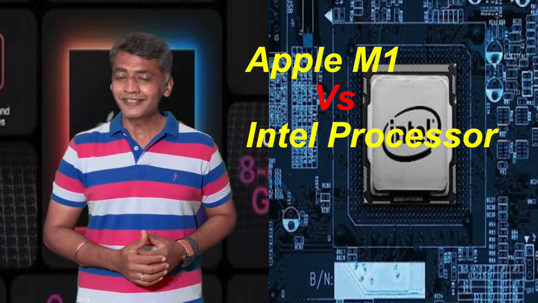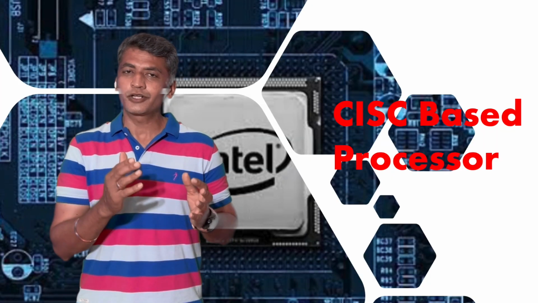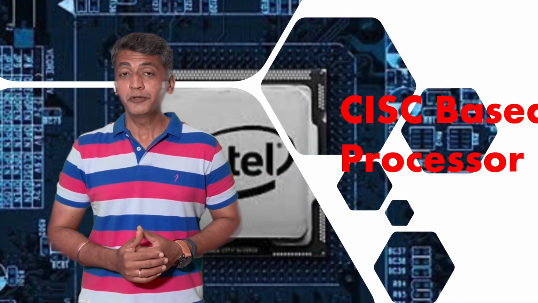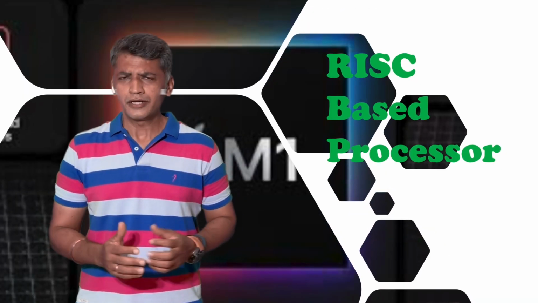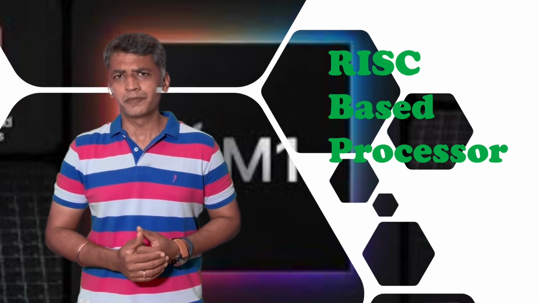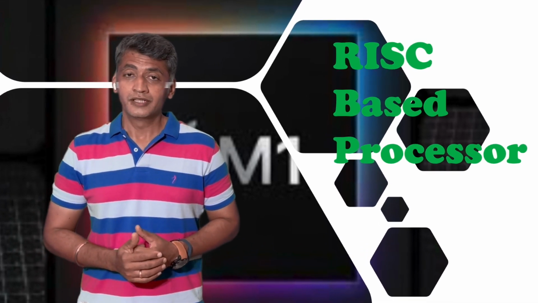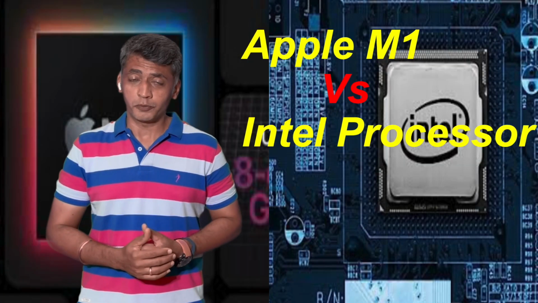Intel is a CISC based processor. What is the meaning of CISC based processor? It's a complex instruction set processor. But the Apple M1 processor is an ARM based processor. This processor type is already there in the market. There is a comparison between ARM processors versus Intel processors. Now this ARM processor is the base for the Apple M1 processor.